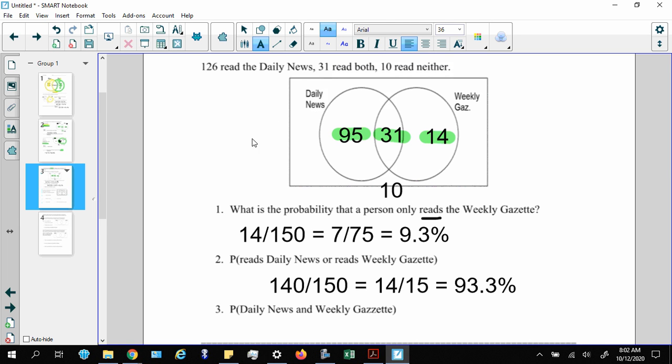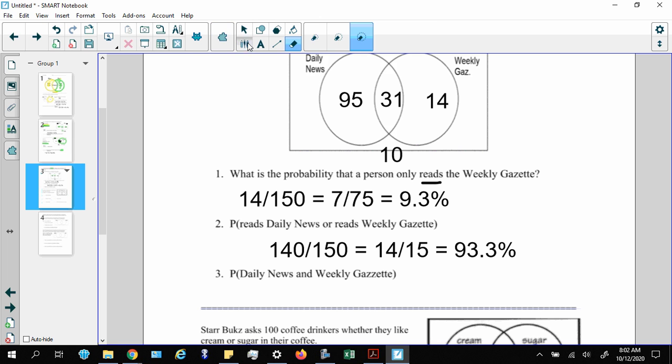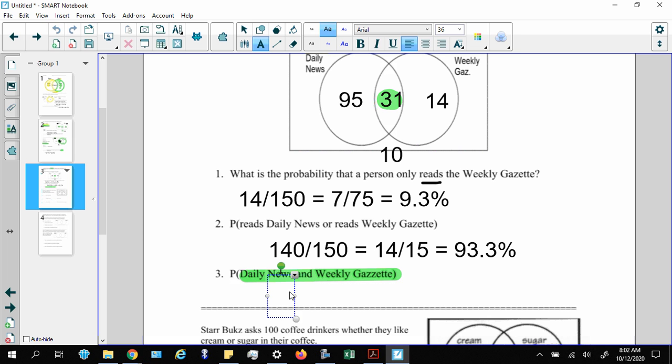And then lastly, the last question says, how many readers read the daily news and the Weekly Gazette? What that means is we're specifically looking for people that read both. So that would be 31. So it'll be 31 divided by 150, which cannot be converted any lower, and it's going to be 20.7%.